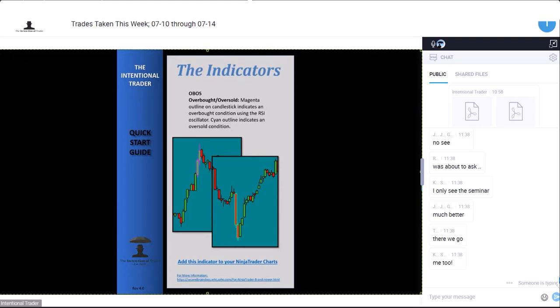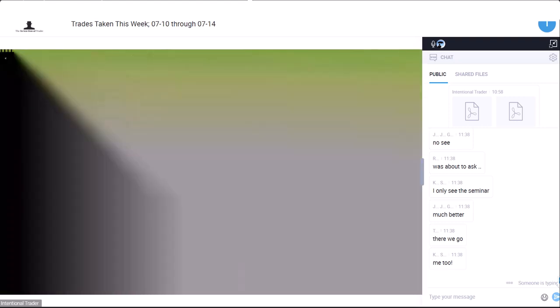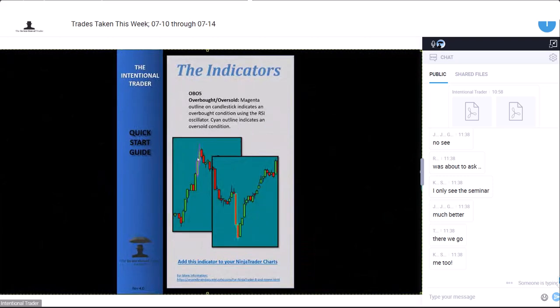So overbought, you see the pink outline on these green bars. That's our overbought indicator. And this is oversold. The indicator is called OBOS. We now call it OBOS.